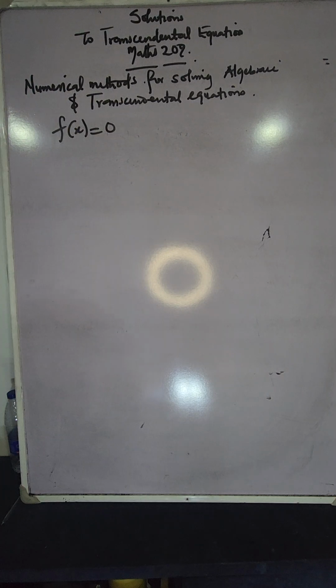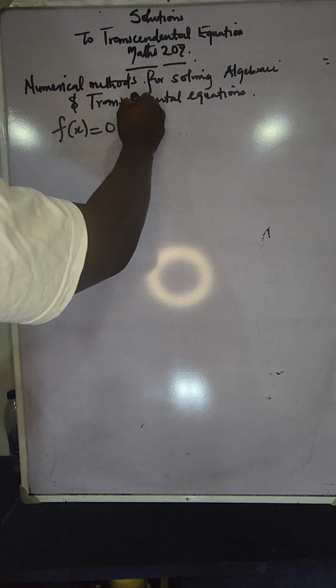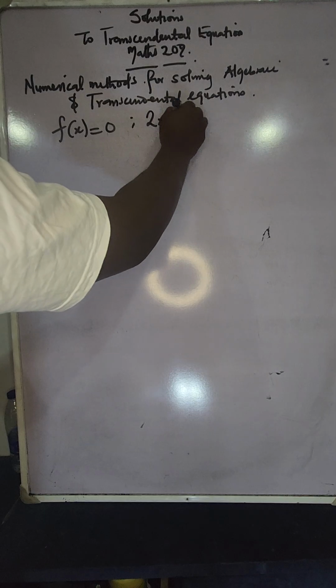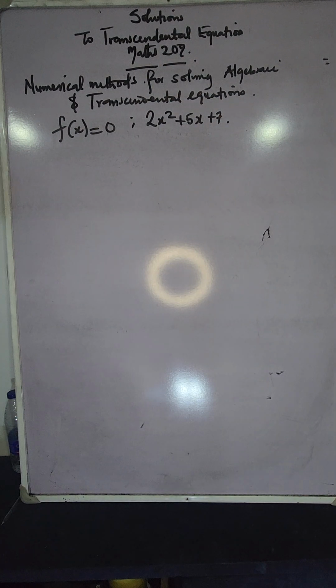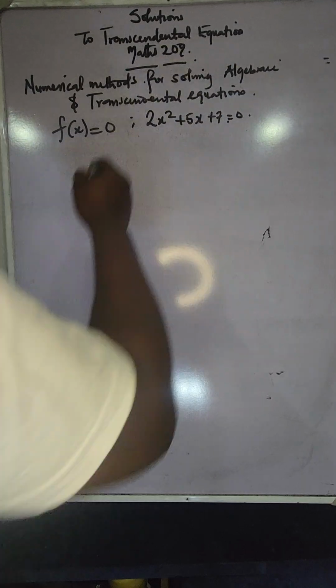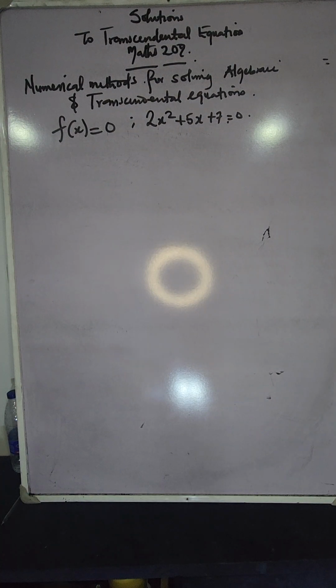An equation is said to be algebraic if f of x equals 0, like your polynomials, your quadratics. For example, when you have something like 2x squared plus 5x plus 7, this equation is said to be algebraic as long as it can be equated to 0, right?